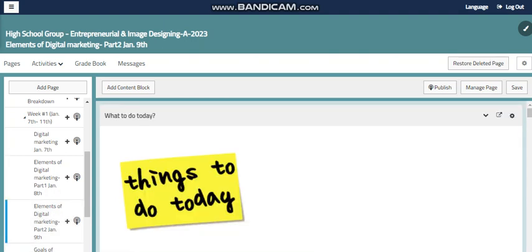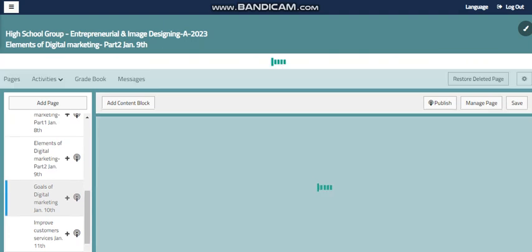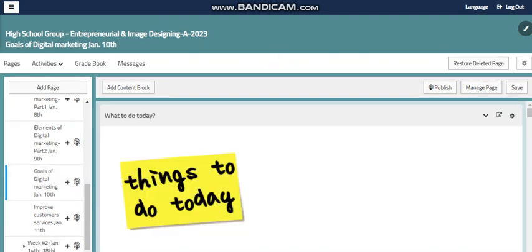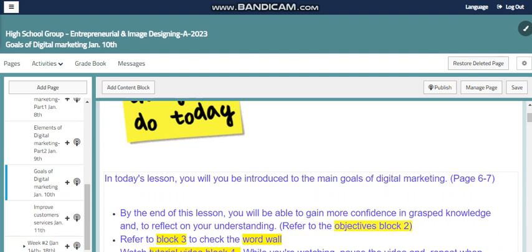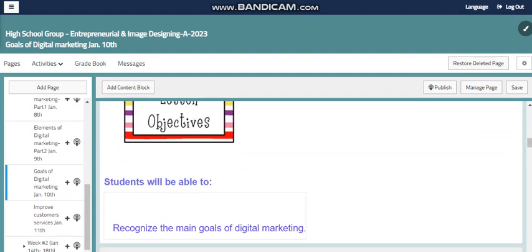Then, as I mentioned before, we will continue with more elements of digital marketing, like affiliate marketing, search engine optimization, search engine marketing, and advertisement. And you will find that all of these elements are considered an important part of the digital marketing business concept. Also, we will talk about the goals of digital marketing, where we have, of course, different goals. And I'm sure you are familiar with what I'm talking about, because digital marketing is something very important nowadays.